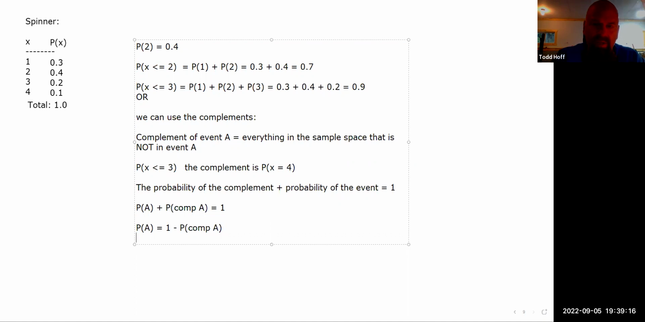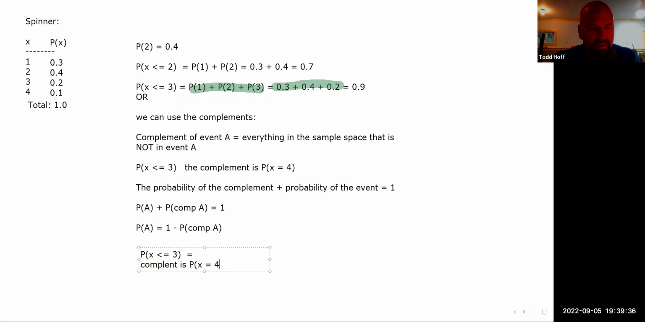So up here, rather than having to add up probabilities of 1, 2, and 3, what we could have just done for the probability of x less than or equal to 3, we could have just said that the complement is x equal to 4. So probability that x is less than or equal to 3 is just equal to 1 minus probability that x equals 4. So that would be 1 minus probability of x equals 4 is 0.1, giving us 0.9.